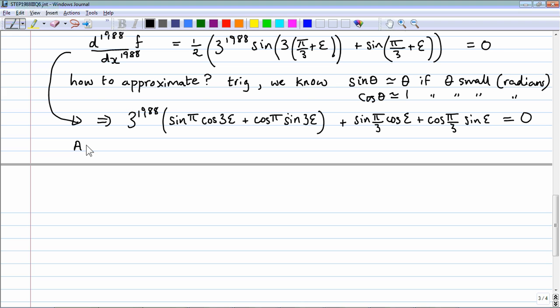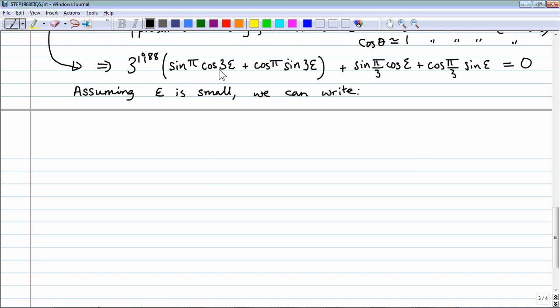So assuming epsilon is small, we can write, so now we're going to switch over from an equation to an approximation, yeah? So let's write step by step. 3 to the 1988. Now sine pi is 0, so the first term is all 0. The second term has cos pi, so that's -1, and then it has sine 3 epsilon. So sine theta is about theta, so I'm going to write 3 epsilon.